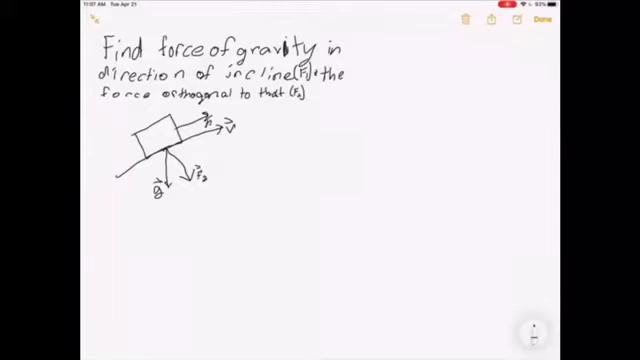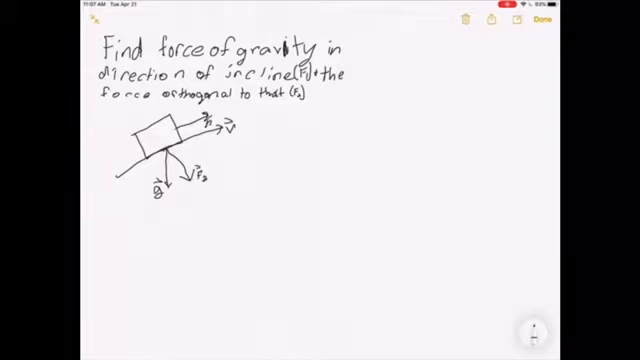Okay, here is our honors pre-calculus quiz due on April 21st. We are given a problem where we have to find the force of gravity in the direction of an incline, that I put as F1. And then we must find the force orthogonal to that, which is F2. I drew this little diagram here just to represent what we were given.